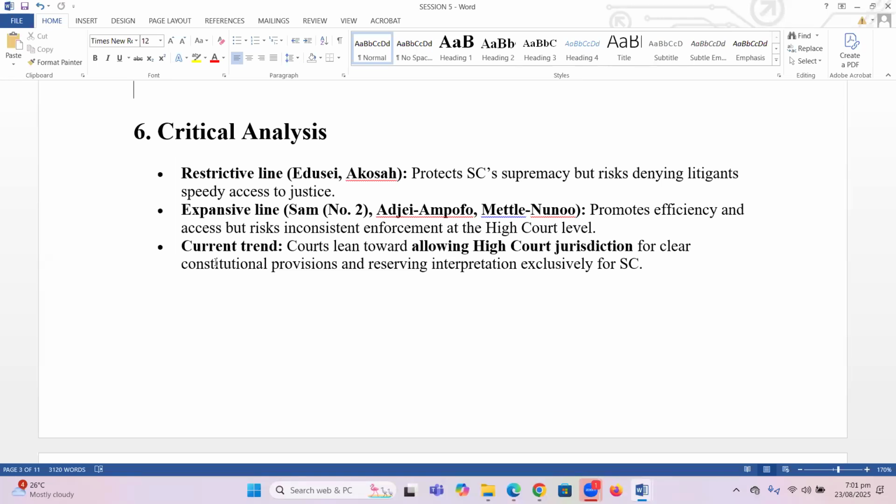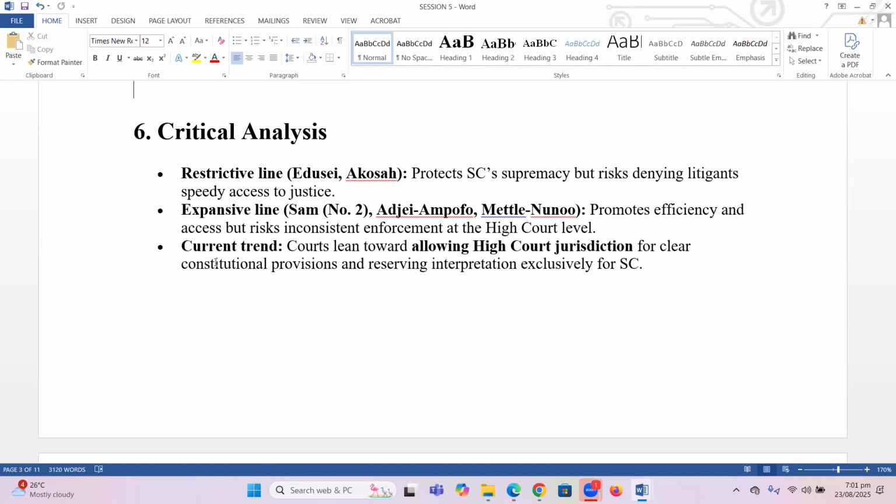But then the downside is that there is a risk that it may deny litigants speedy access to justice if reference will have to be made to the Supreme Court, or you have to go to the Supreme Court to get the interpretation. Before, based upon the outcome of the interpretation, you come and then mount your particular claim in a new litigation, but continue with a stayed or stalled litigation, then that could delay access to justice.